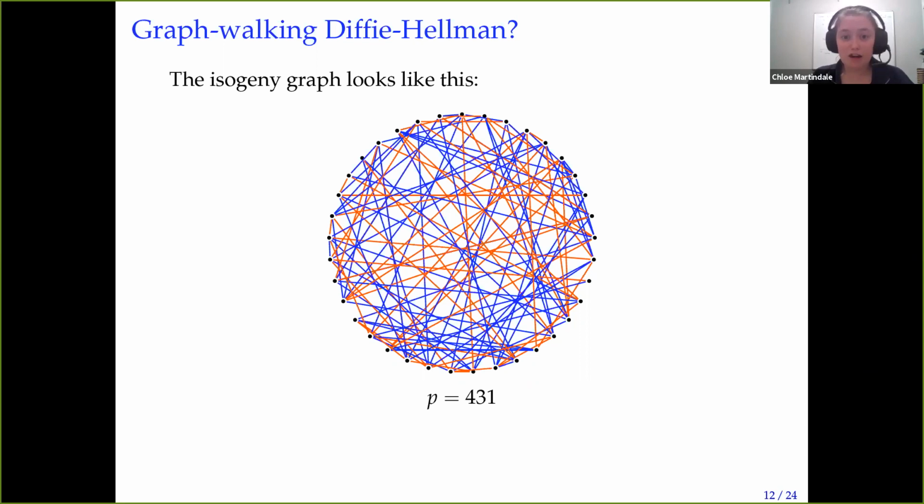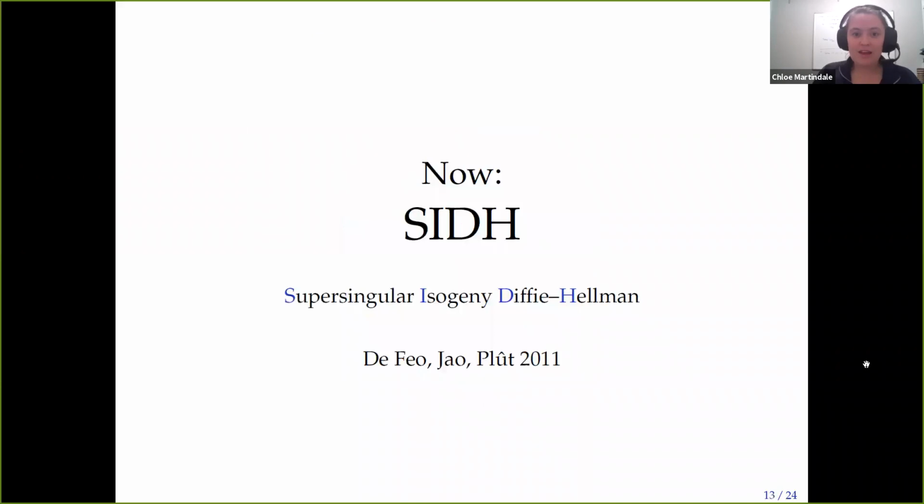This is the graph that we're walking on. Alice is going to walk an orange path and Bob is going to walk a blue path, and they're going to share their endpoints, and then they're somehow going to walk the same path, the same directions. The somehow is yet to be determined. The somehow idea is really the key idea behind SIDH, which was published by Luca De Feo, David Jao, and Jérôme Plût in 2011.